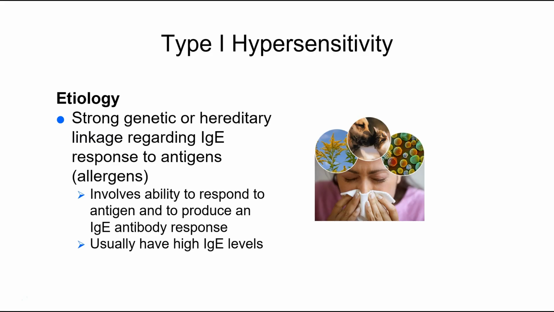So type 1, I think, is the easiest, and it's allergies. We already know some of the things involved in allergy pathways. You know that they're going to have high IgE because we already learned about that antibody. You know that they're going to have a lot of basophils. Maybe you've heard of mast cells. There's a lot going on in this allergy pathway. Why is this a hypersensitivity?